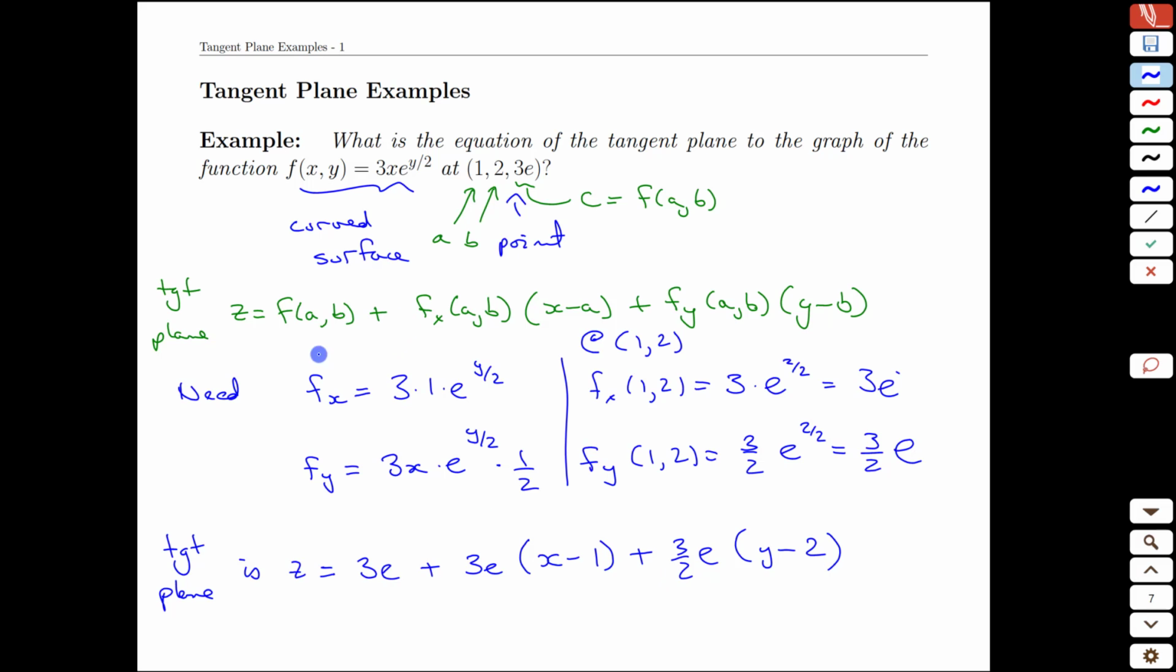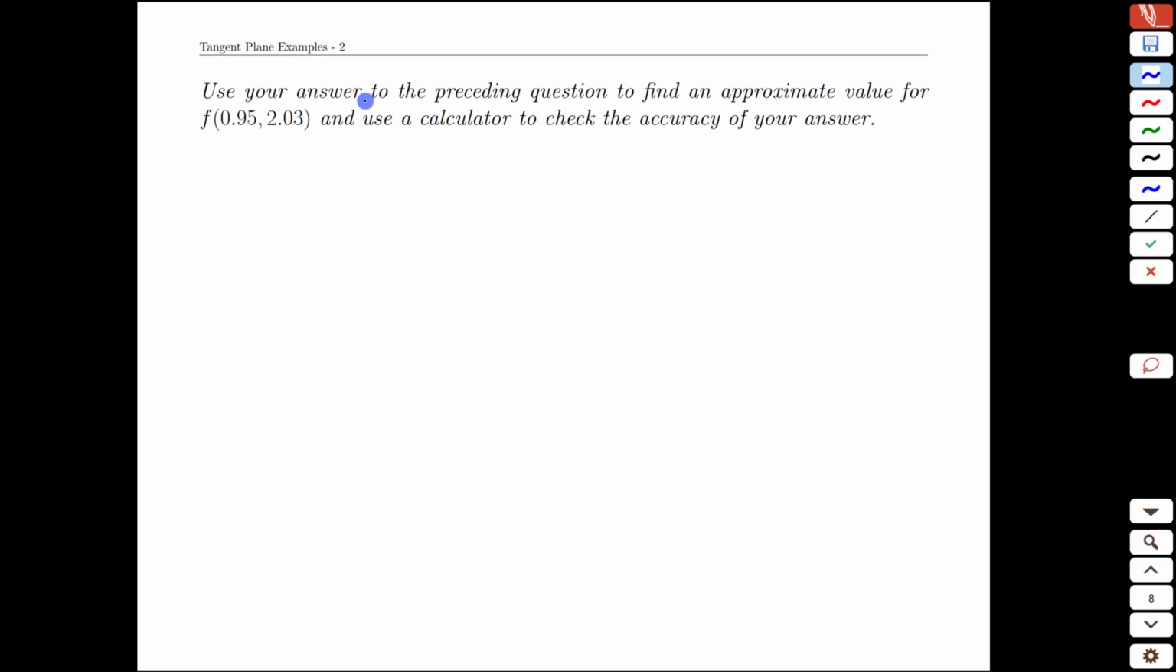And that's it. This sequence is something we're going to see in several different examples. Find the x and y direction slopes, evaluate them at the point we're interested in, and then construct the tangent plane. Next, what we're going to do is use our answer to find an approximate value for f of (0.95, 2.03). And note that this is close to the reference point that we used, (1, 2), which was our (a, b) point.